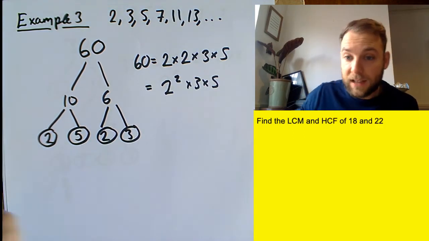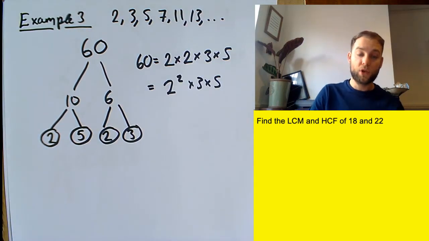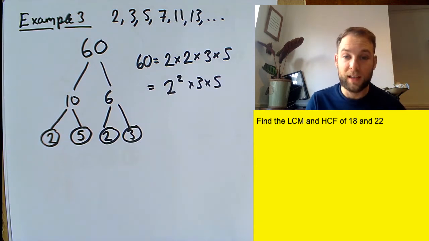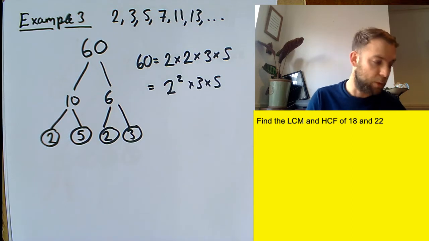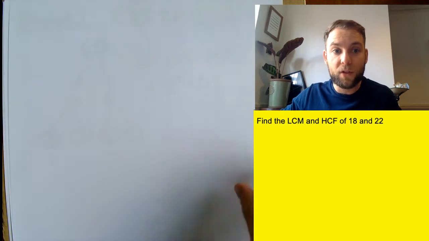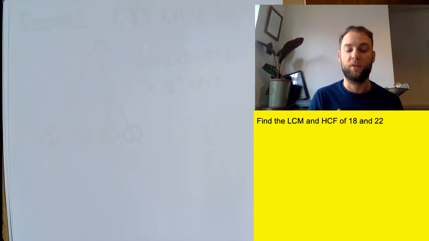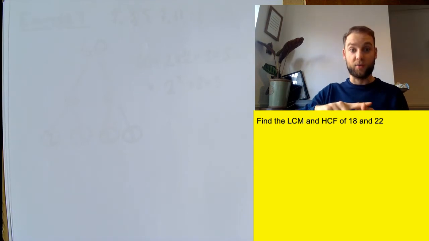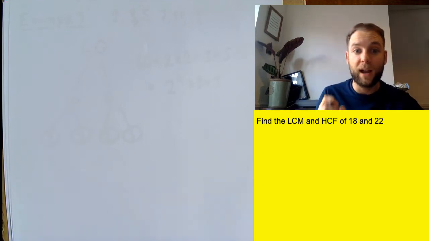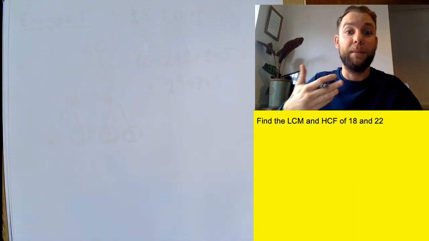So, the next part of this is to think about how to work out the lowest common multiple and the highest common factor. First of all, you need to know what the word multiple means and what the word factor means. With the lowest common multiple, multiples are the times tables of a number. So the multiples of 3 are 3, 6, 9, 12, 15. It's probably worth writing this down in your notes. Multiples are the times table of a number.